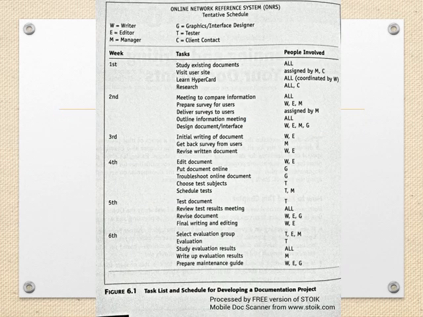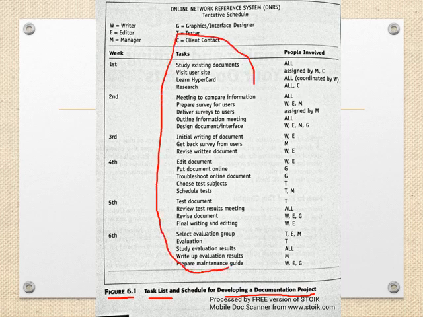This table, figure 6.1, shows a task list for an online documentation project, or for developing a documentation project. The table consists of a set of tasks that the team needs to perform during the documentation process. These tasks are divided into 6 weeks. Next to each task, it shows who are the people involved to finish this task.